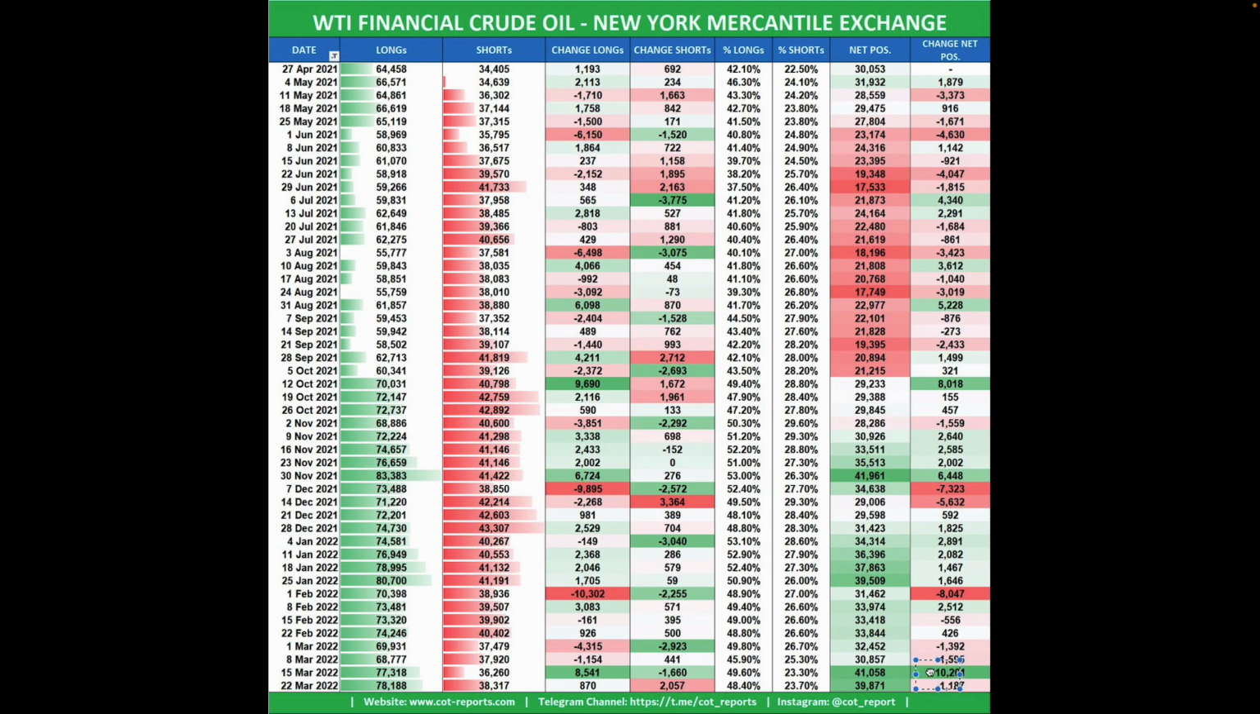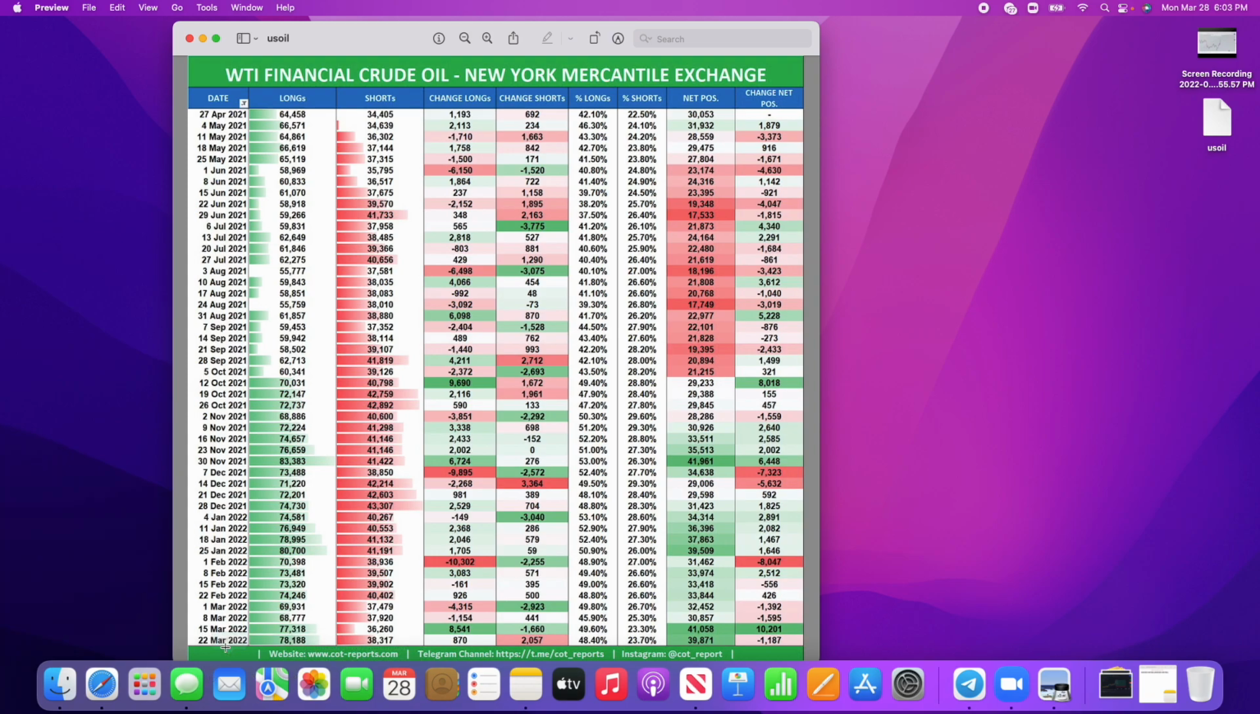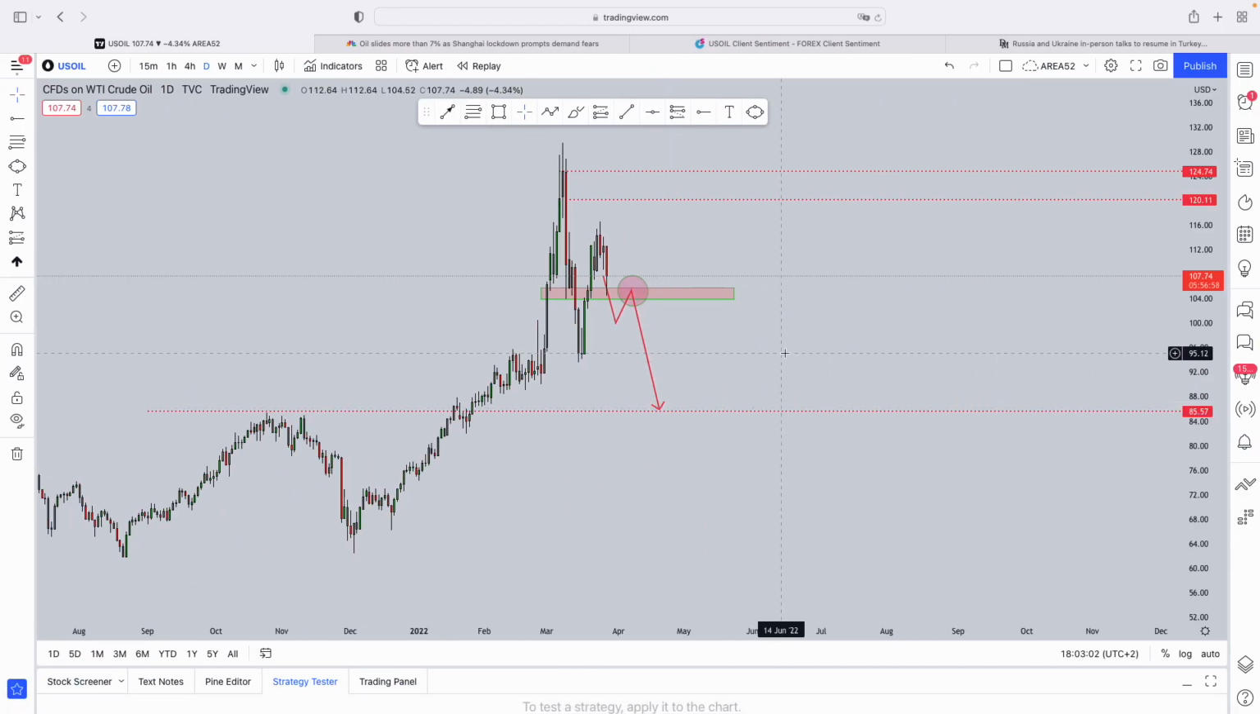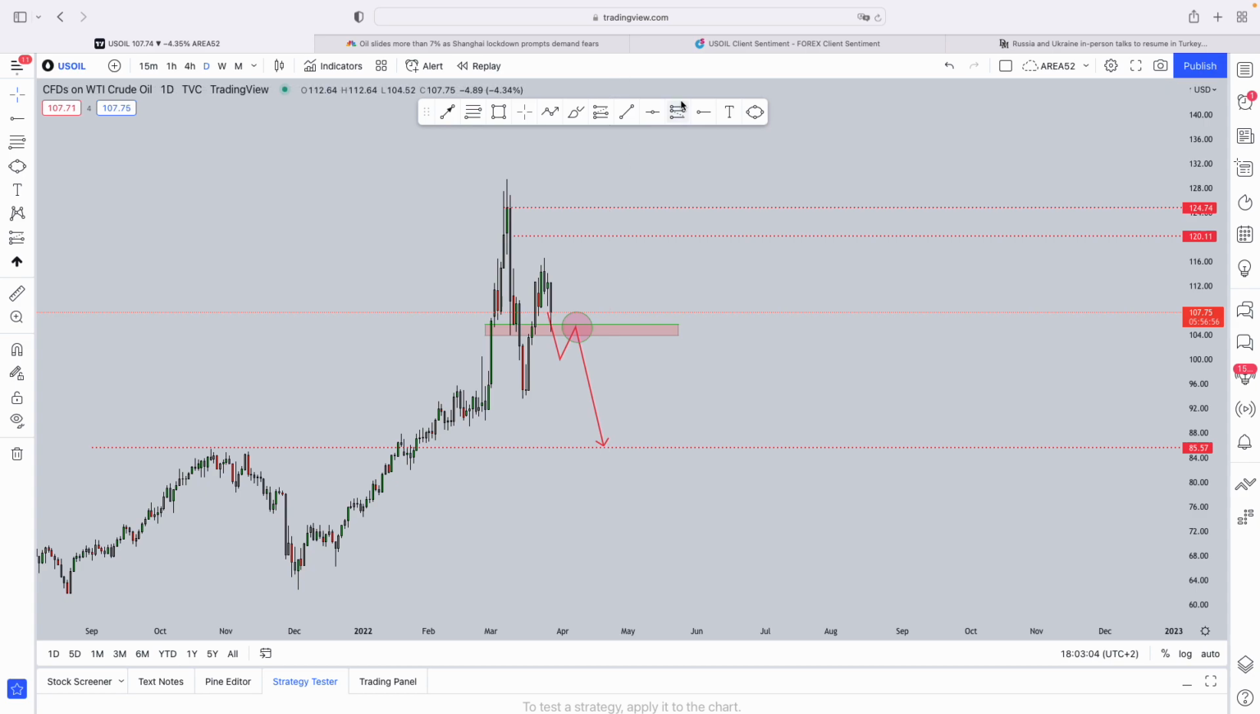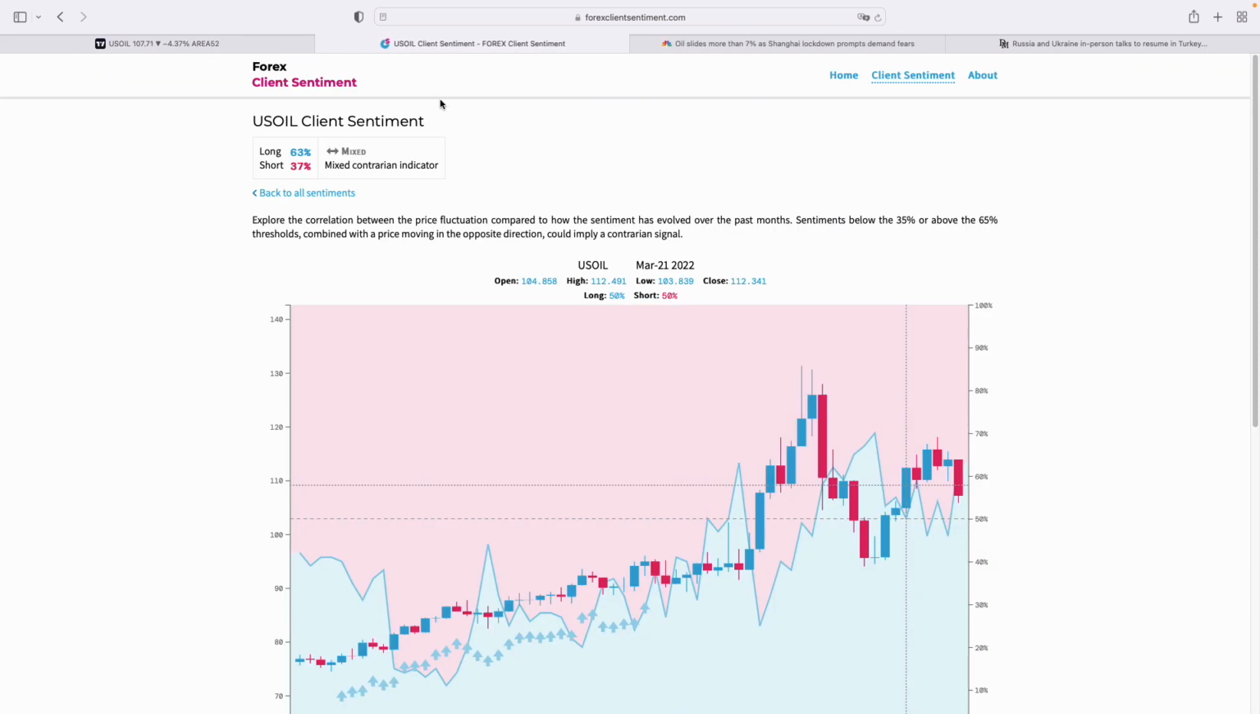I can see how the overall net positions went from 10,201 and now sitting at minus 1,187, telling us that the net positions had definitely decreased as well. Now, if you go and look at the sentiment data, this tells us what retail traders, clients are doing in the market.